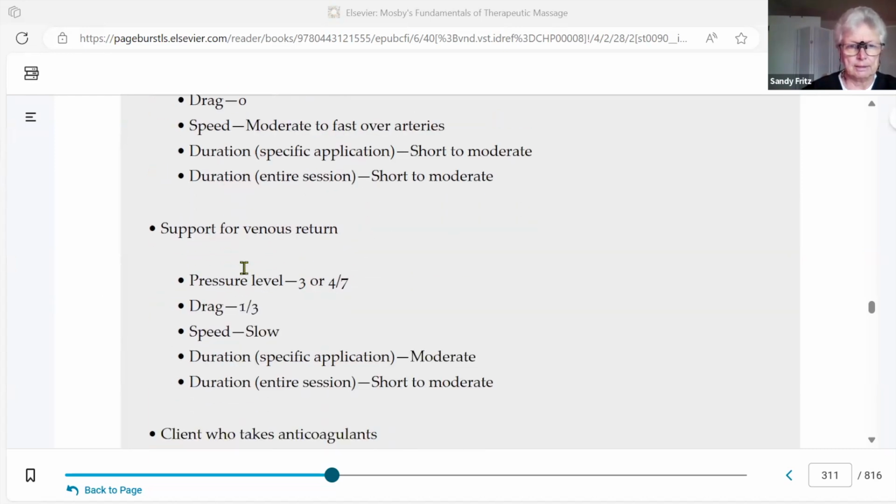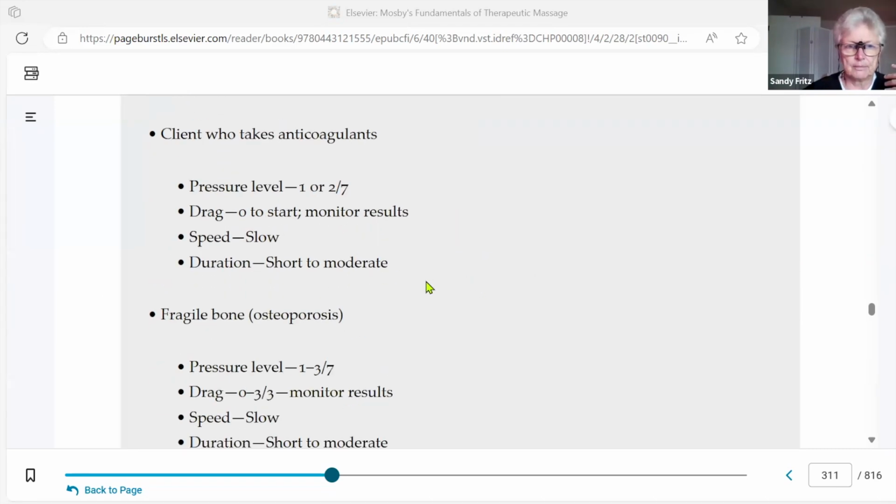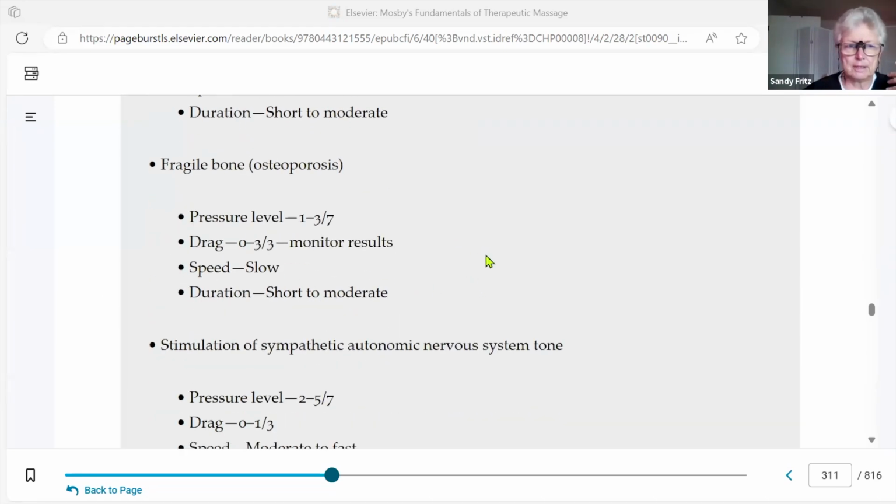And then here's the adaptation for venous return. Here's how we would adapt if a client bruises easily. This is how we would adapt if a client has fragile bones.